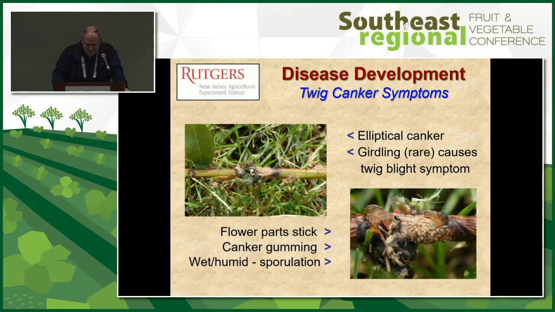And as far as the rest of the symptoms, quite often you'll see flower parts sticking to the canker. You'll get gumming. And then under wet, humid conditions, you'll have sporulation, and you can see right there the tufts of conidia. And when you see that, that's obviously diagnostic. You know that you've got brown rot, or blossom blight, I should say. Okay.